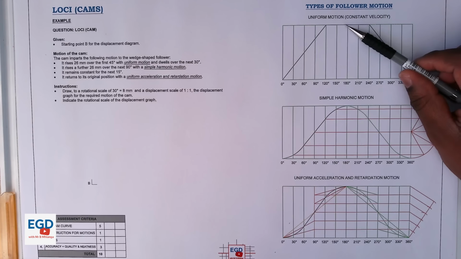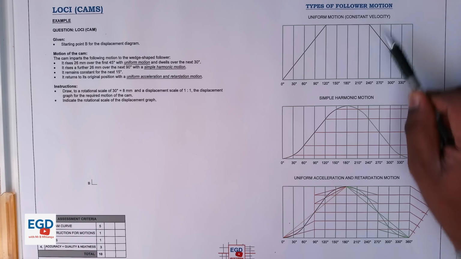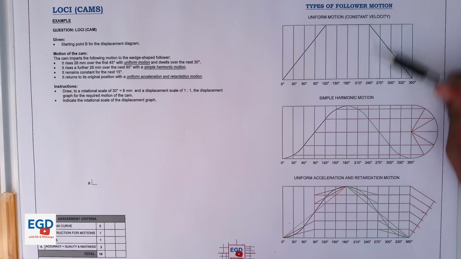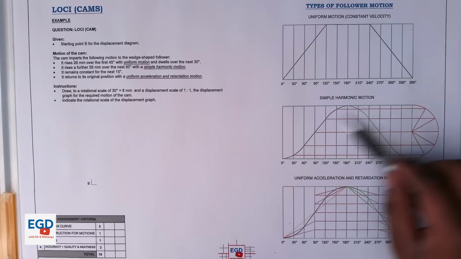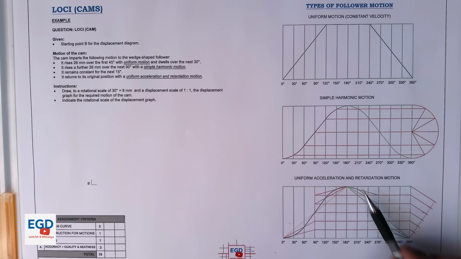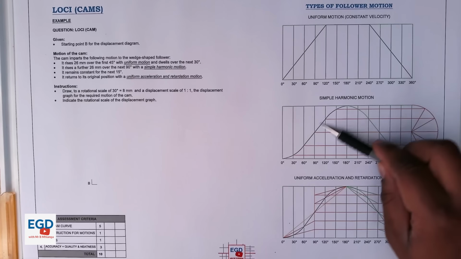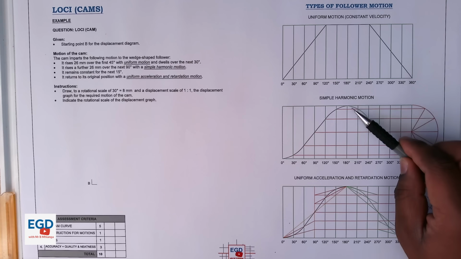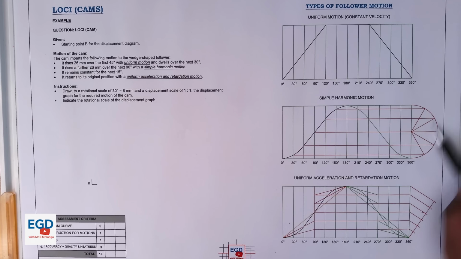We have the uniform motion, sometimes called the constant velocity motion. This is the mostly used motion, and we also have the simple harmonic motion. We have the uniform acceleration and retardation motion. These constructions here, these lines here, are part of the construction for this curved line. You can only get this line if you do this construction, right?